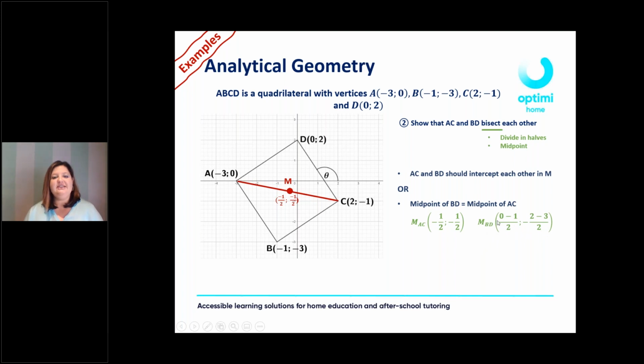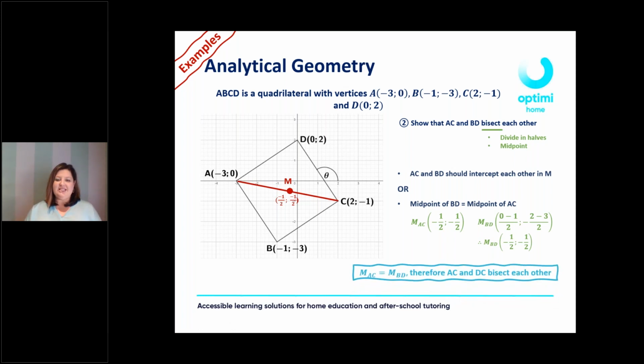So how did we calculate this? We added the x values, the x coordinates of B and D, divide by 2, and the y coordinates of B and D, or D and B, it doesn't matter in which order, divide by 2. And when I simplify that, I see that my midpoint between B and D is also negative half and negative half. It means that AC and BD bisect each other. Why? Because their midpoints are the same.